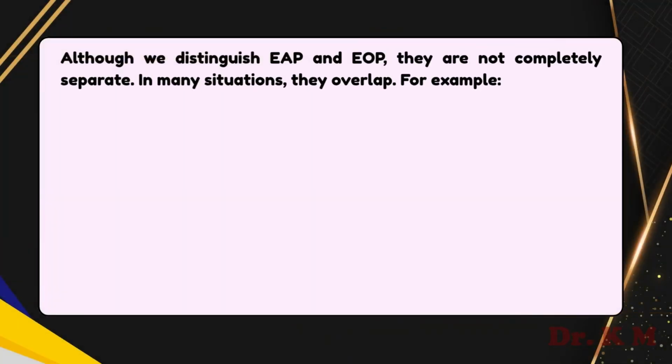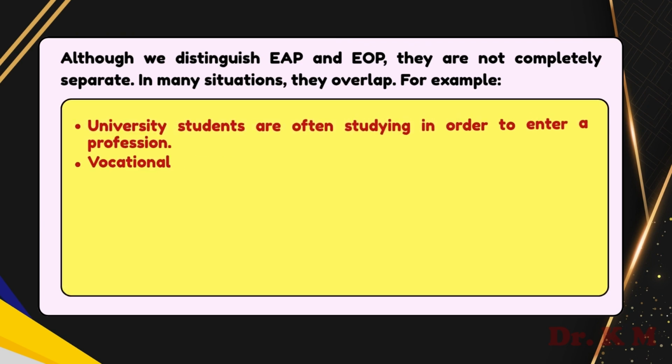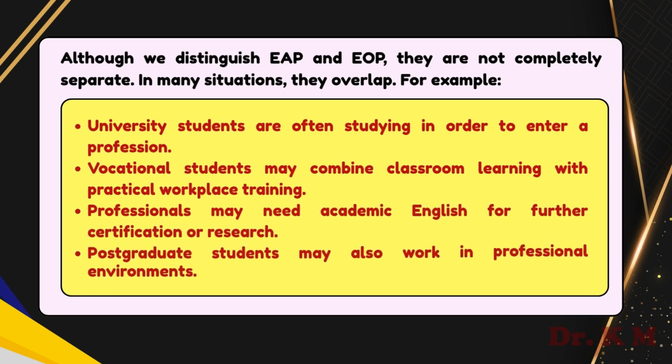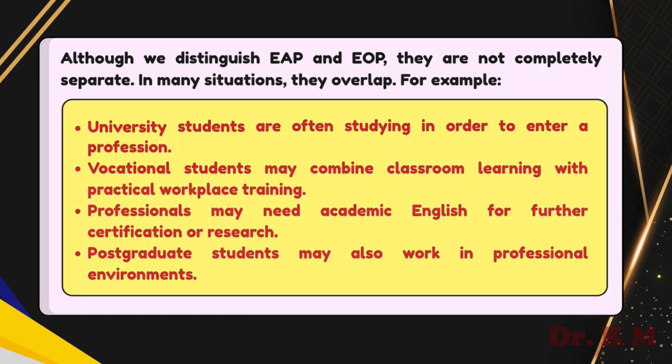6. How EAP and EOP overlap. Although we distinguish EAP and EOP, they are not completely separate. In many situations, they overlap. For example, university students are often studying in order to enter a profession. Vocational students may combine classroom learning with practical workplace training. Professionals may need academic English for further certification or research. Postgraduate students may also work in professional environments.